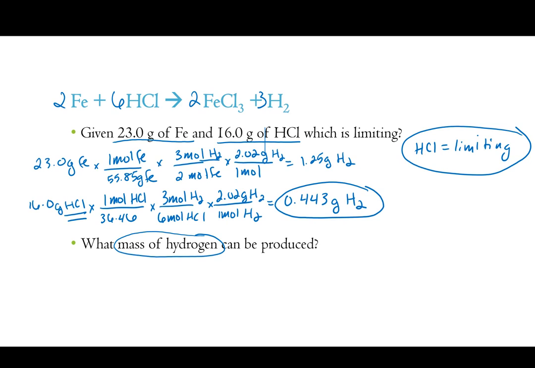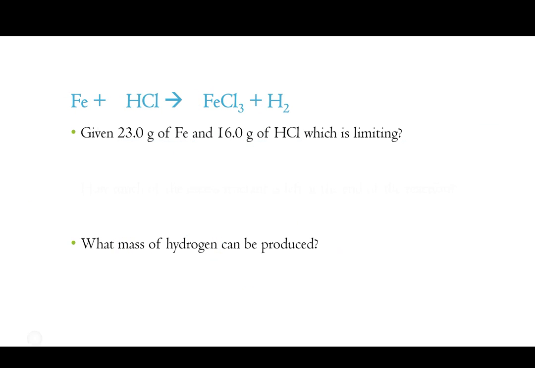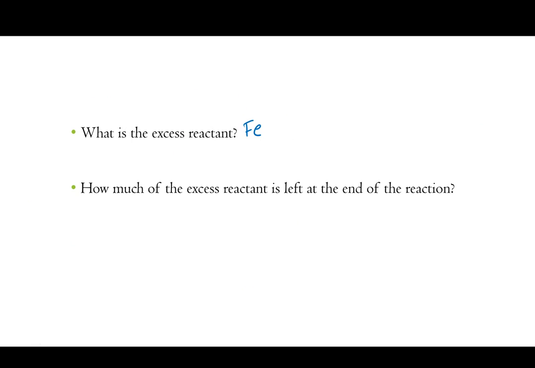What's nice about doing this problem this way is now I've already answered this question. What mass of hydrogen can be produced? 0.443 grams hydrogen. I don't have to do any more work. So whatever the lesser amount is from when you're finding your limiting, that's your answer to how much product can be produced. So if HCl is my limiting, that means my other one, my iron, is my excess. So you're always going to have one limiting and then everything else is excess.